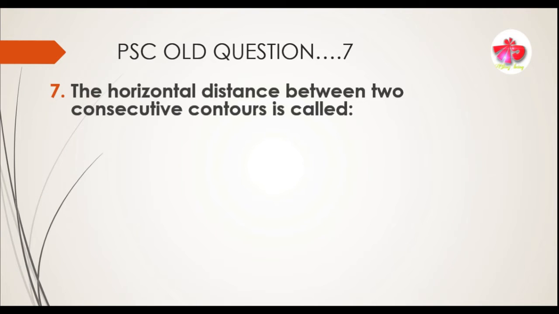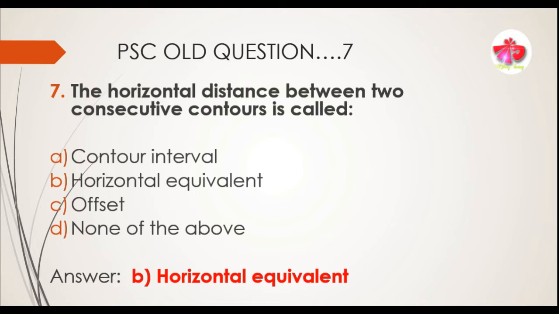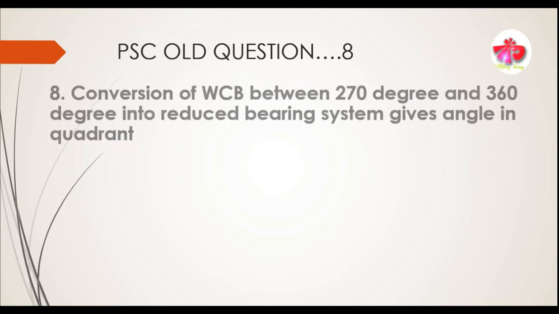Question number 7. The horizontal distance between two consecutive contours is called what? Contour interval. Option A, horizontal equivalent. Option B, offset. Option C, and none of the above. Option D. So friends, the horizontal distance between two consecutive contours is known as horizontal equivalent. Option B.